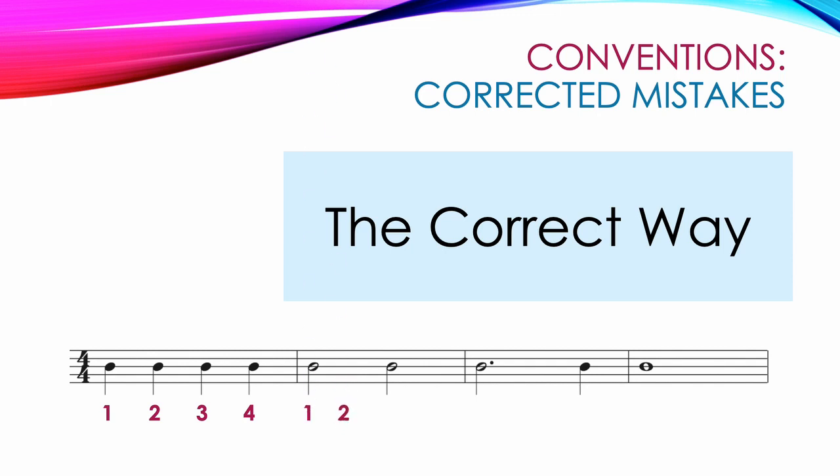and lined up. The next half note gets the next 2 numbers, 3, 4, directly lined up under the note. The dotted half note gets 1, 2, 3, and the quarter note gets a 4. And finally, the last note, the whole note, takes up a whole measure and gets 4 counts.